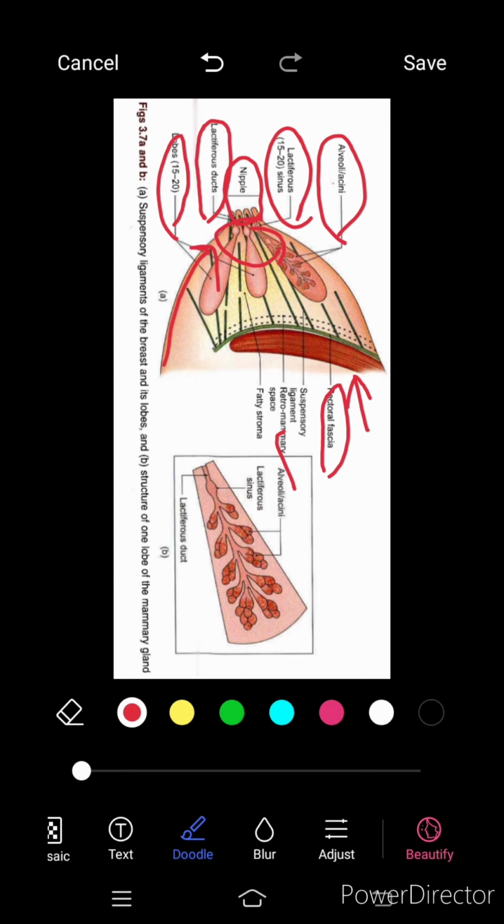And the stroma, which is partly fibrous and partly fatty. The fibrous stroma forms septa known as the suspensory ligament of Cooper, which anchors the skin and gland to the pectoral fascia. And the fatty stroma is distributed all over the breast except beneath the areola and nipple.